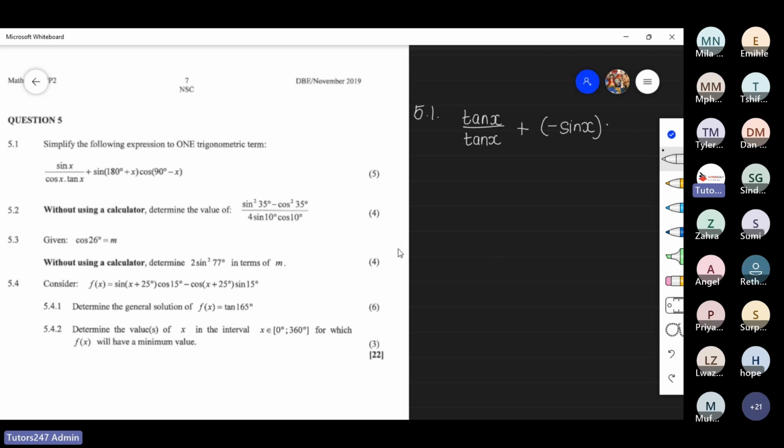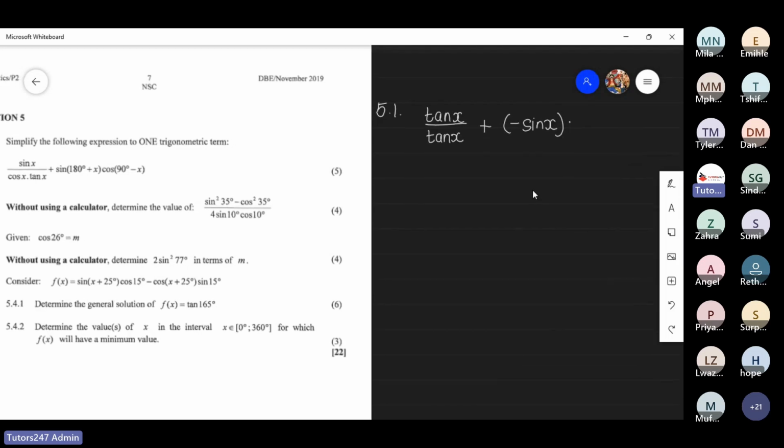Now, next we have cos of 90 minus x. So what will 90 minus x become? Something important to take note of is that whenever you are dealing with a 90, you always need to remember co-ratios, or co-functions, whichever, it doesn't matter. You always need to remember that cos of 90 minus x is equal to sine x. Cos of 90 plus x is equal to negative sine x, and sine of 90 minus x and sine of 90 plus x becomes cos x.